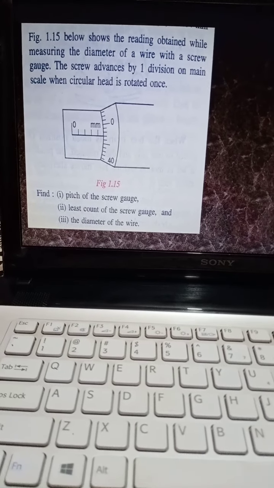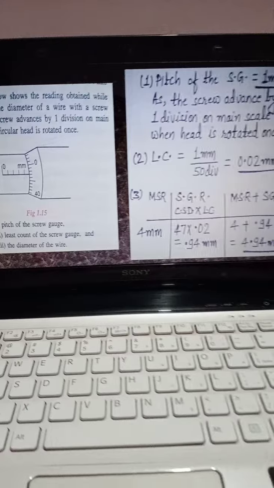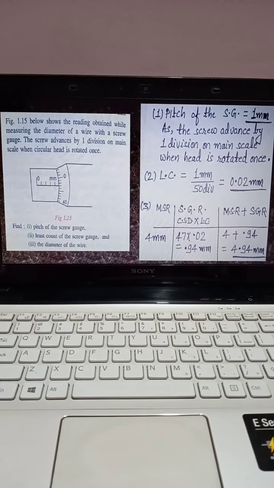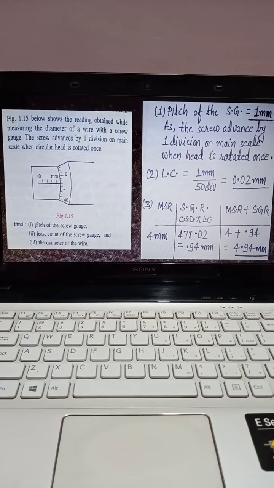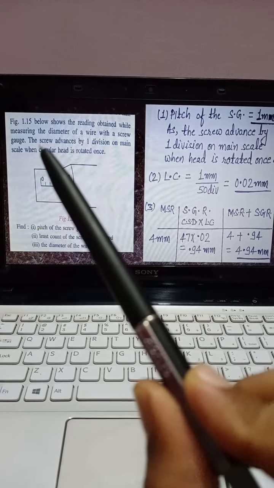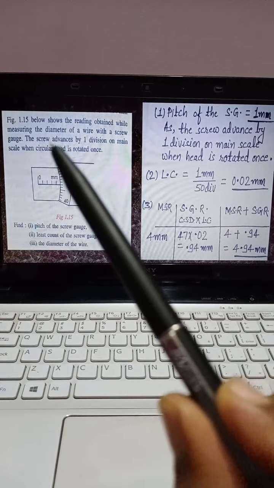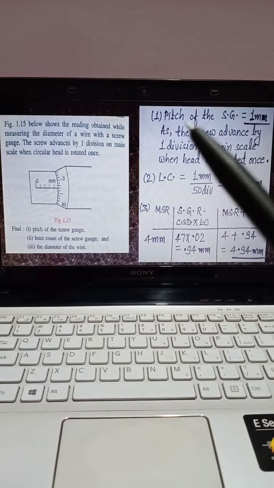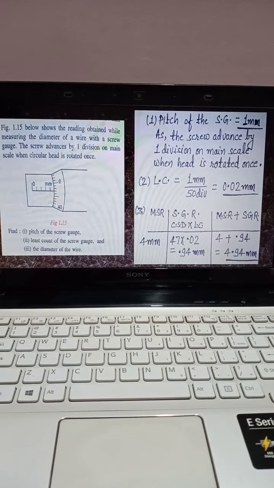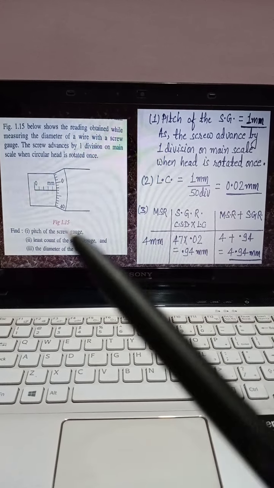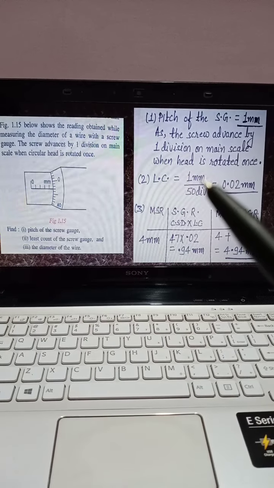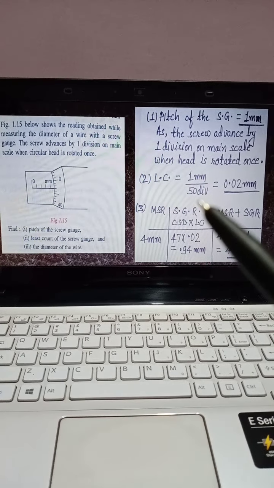So to find out the pitch of the screw gauge, as it is given here, the screw gauge advances by one division on the main scale. So we are going to consider here that the pitch of the screw gauge is equal to 1 mm. Then we have to find out the least count. To find out the least count, we are going to use the formula pitch by total number of divisions.